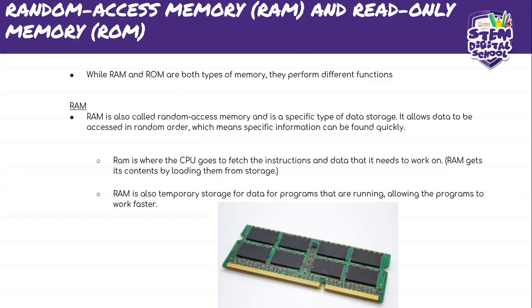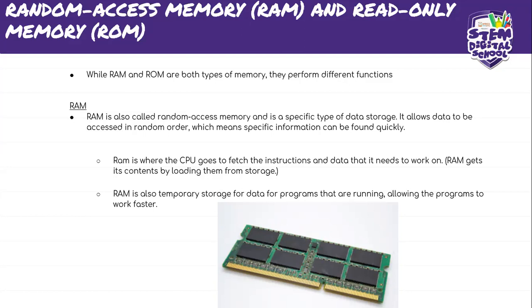RAM is temporary storage for data for programs that are running. So every program that is running, each program's data is stored in the RAM. RAM stores this data for the CPU to come collect and perform the task. So RAM is a temporary storage for the data for programs that are running, allowing the programs to work faster.